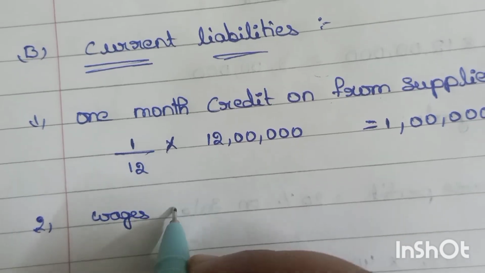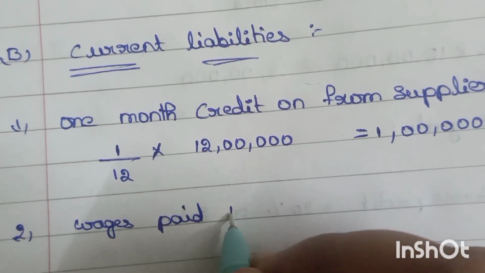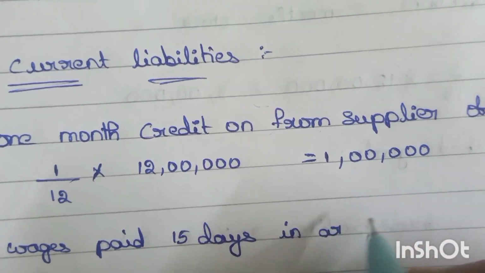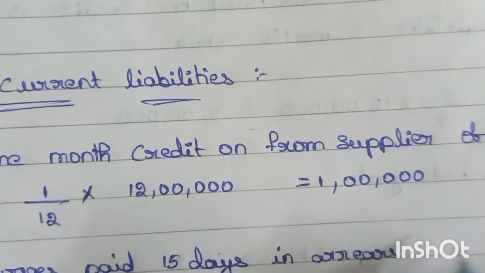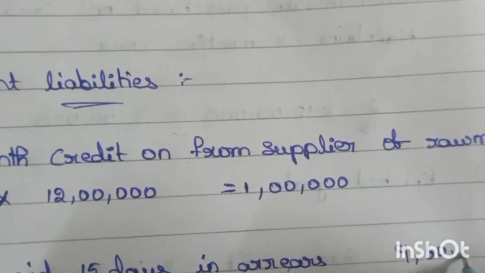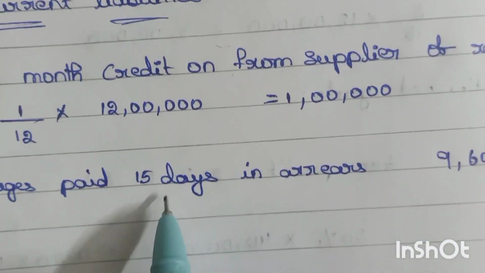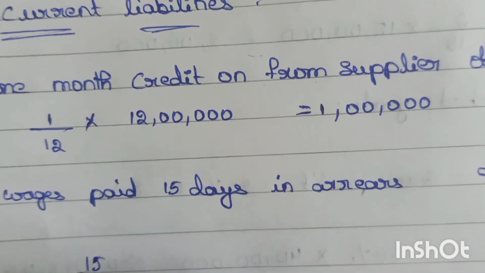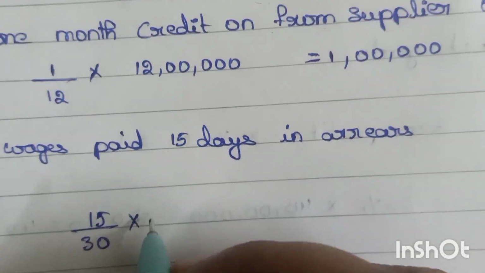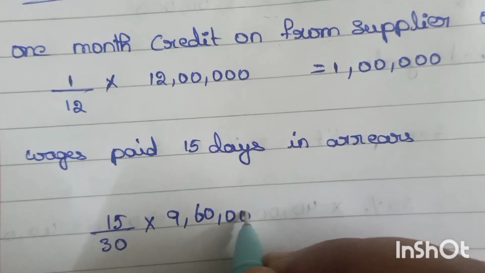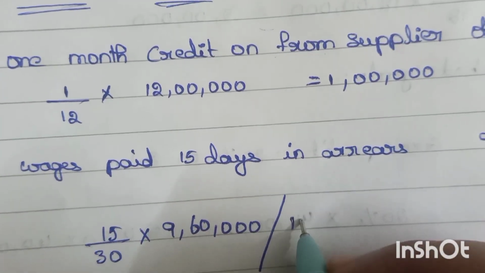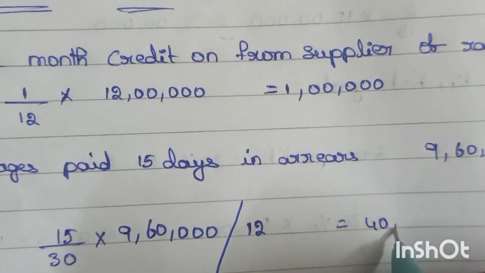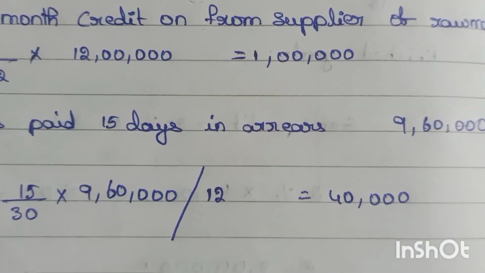Next one, wages. Wages paid 15 days in arrears. The amount is 9,60,000. For 1 month, how many days? 30 days. So we have to calculate 15 divided by 30 into 9,60,000, divided by 12. Then we will get the value of wages paid for 15 days, which is 40,000. Let's see it in the calculator.